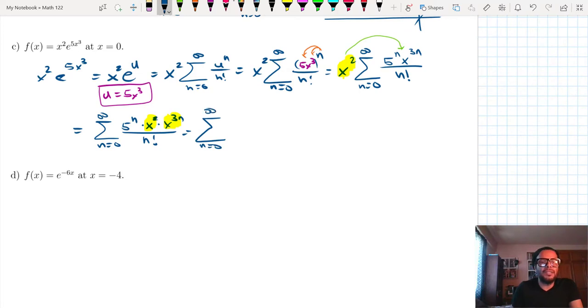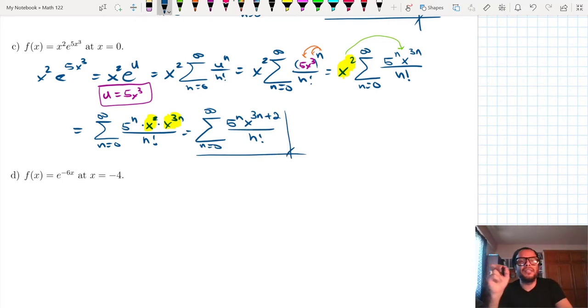Sigma n equals 0 to infinity of 5 to the n times x to the 3n plus 2, divided by n factorial. It took us at least a minute, maybe less than a minute, to solve this problem. Now think about doing this problem the long way.